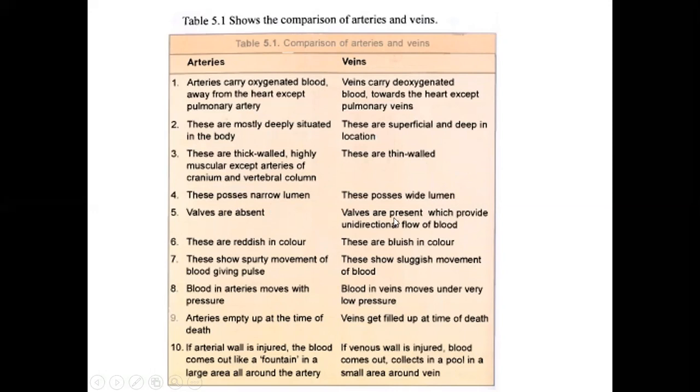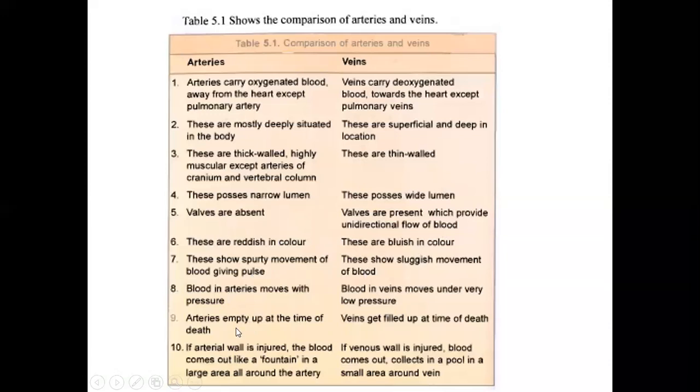Valves are absent in arteries, valves are present in the veins, which provide a unidirectional flow of blood. Arteries are reddish in color, veins are bluish in color. Arteries have a spurting movement of the blood, and that gives rise to pulse, whereas veins have a sluggish movement. Now, blood in the arteries moves with pressure. This pressure is generated by the heart and is directly transmitted to the arteries, whereas in the veins the flow starts after the level of capillaries. So the blood flow in the vein is with low pressure.